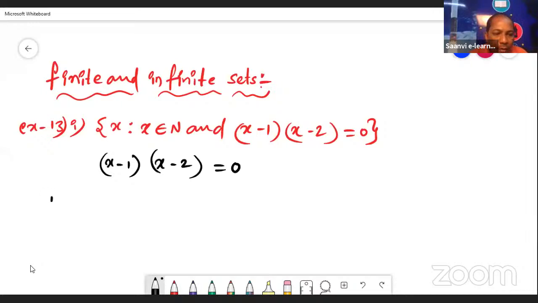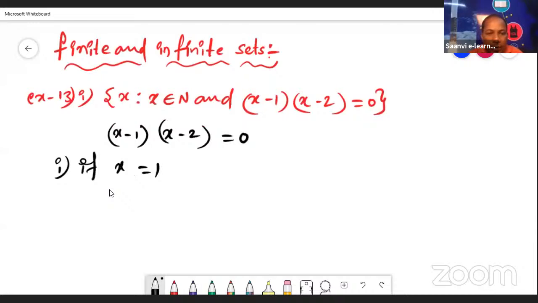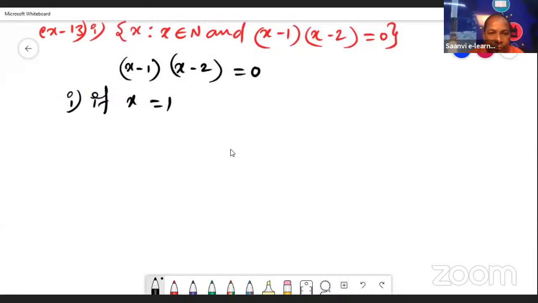Suppose x is equal to 1, I am taking the x value 1. Why? Because the natural numbers start from 1, right? So if x is equal to 1, what do we get in this equation?